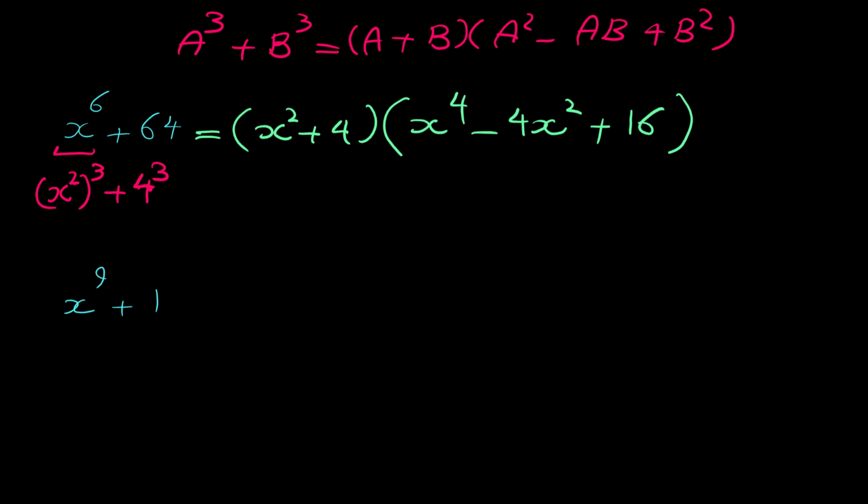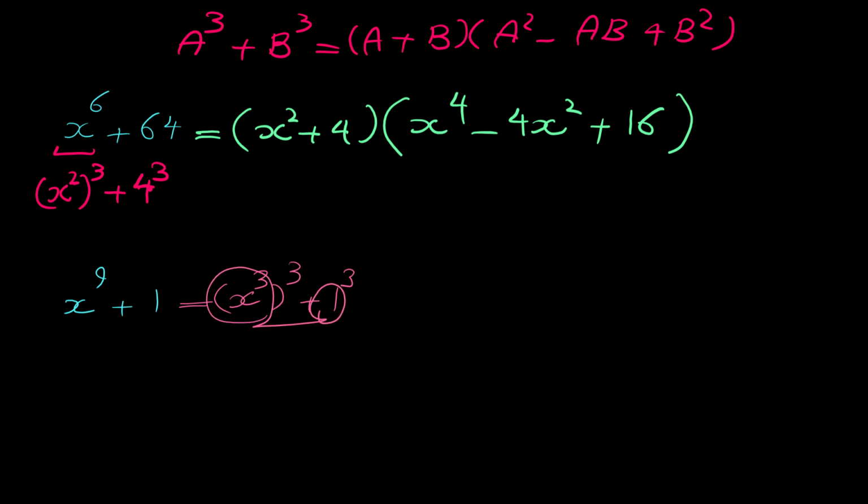And this is the factored form for this expression. Look at the next example: x to the 9 plus 1. x to the 9 is basically x to the 3 to the 3, and 1 is 1 to the 3. So immediately we know that this is a, this is b.